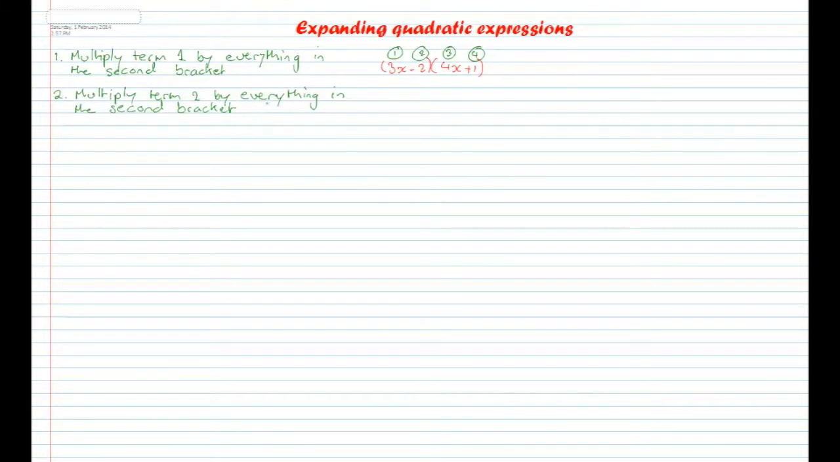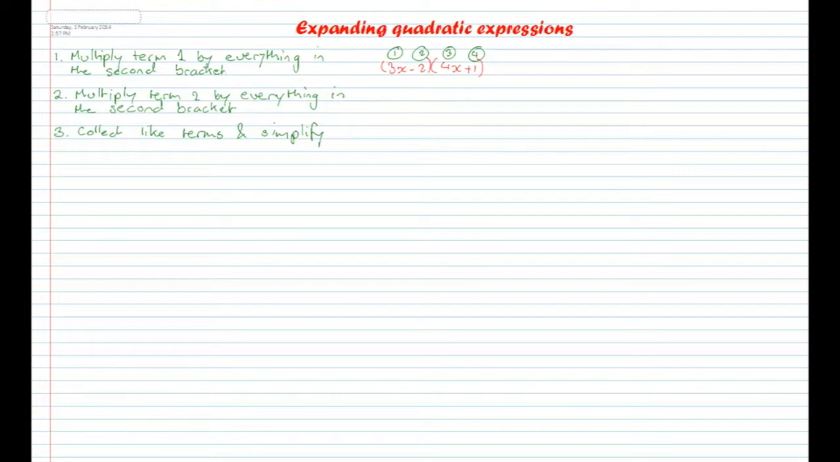So in expanding quadratic expressions, the first thing to do is multiply term 1 by everything in the second bracket. The second thing to do is multiply term 2 by everything in the second bracket. And the third thing to do is collect like terms and simplify. Okay, so let's actually have a look at how to do this using this example here by using these three steps.